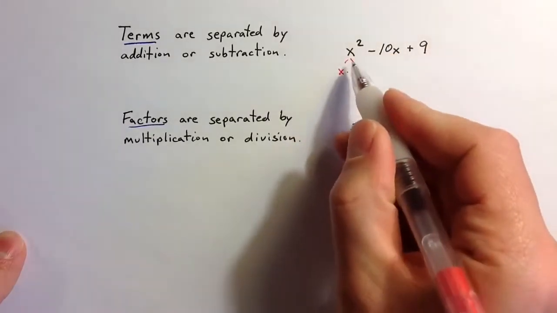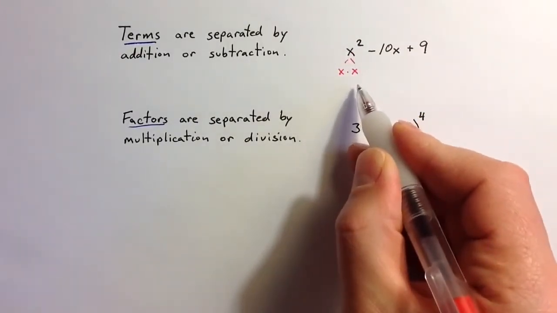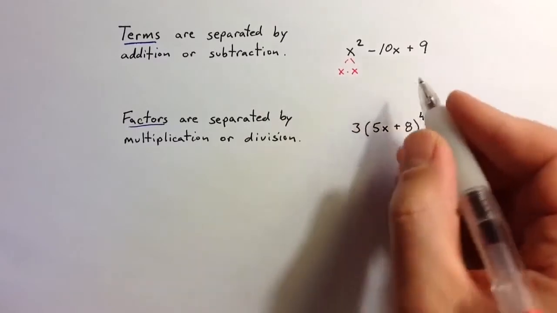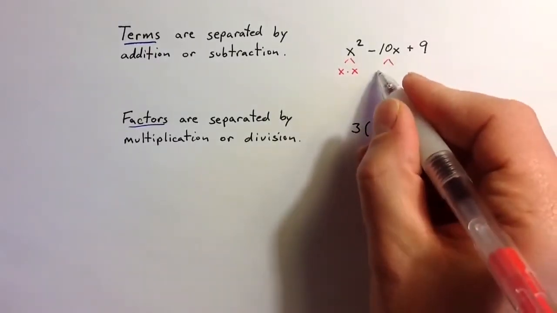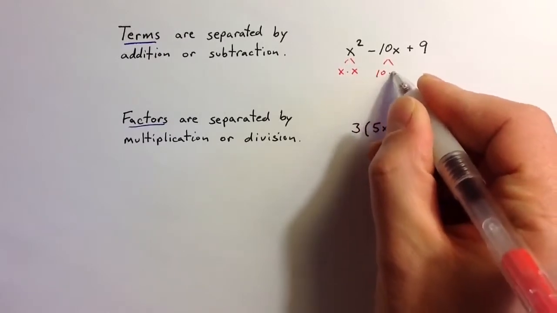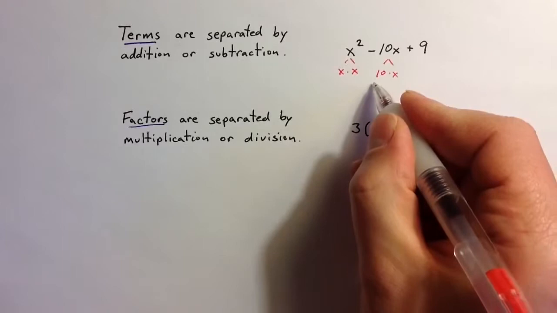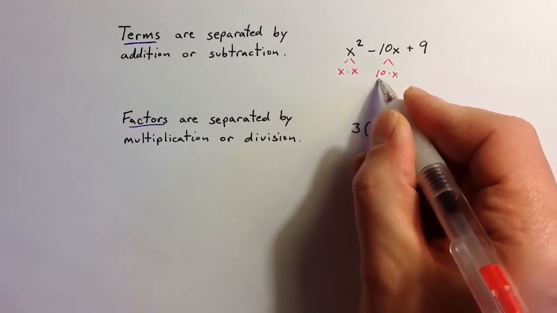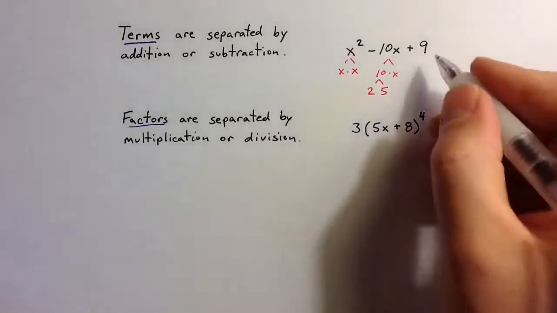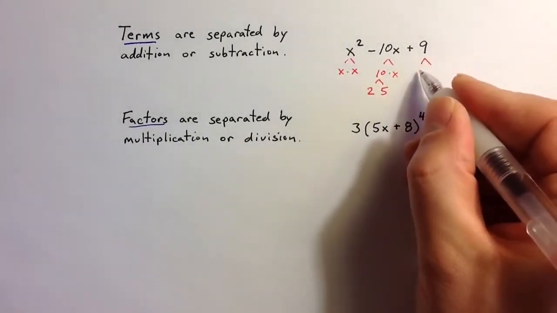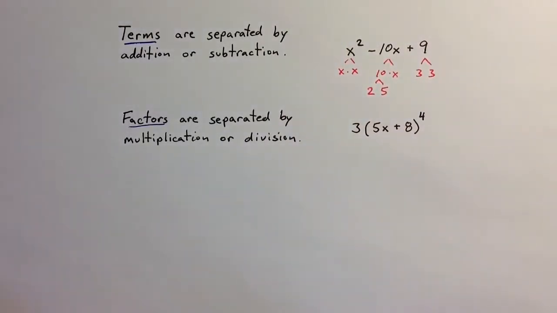So x squared, I can think of that single term as x times x. So x is a factor within that term. Similarly, we can think of 10x as 10 times x. So 10 is a factor, and so is x. We could also think of 2 as a factor because 10 splits into 2 times 5, and 5 is a factor. And 9, we could think of that as 3 times 3. So those would be factors of the term 9.